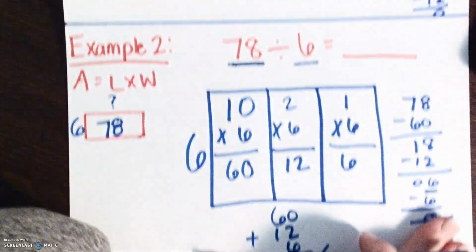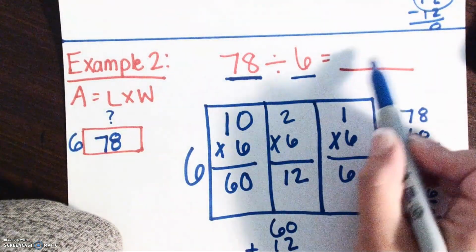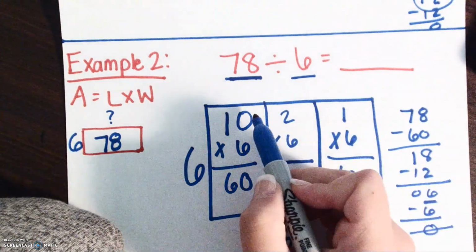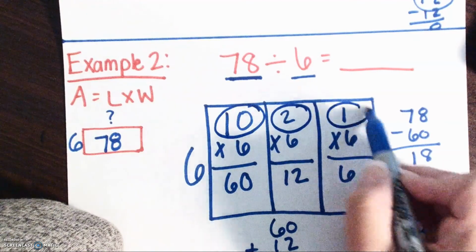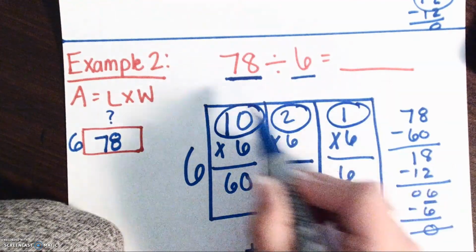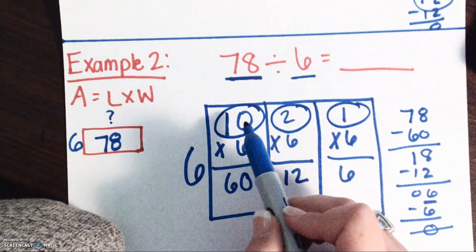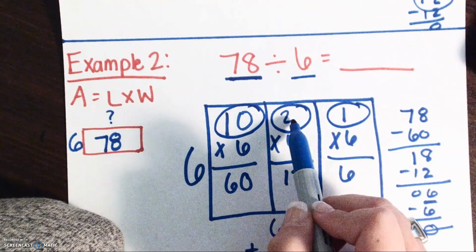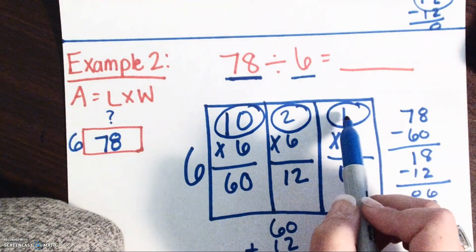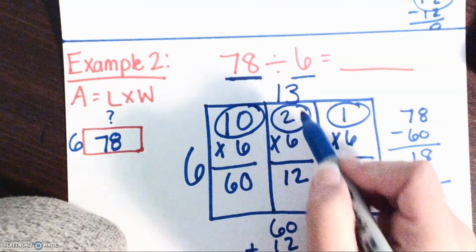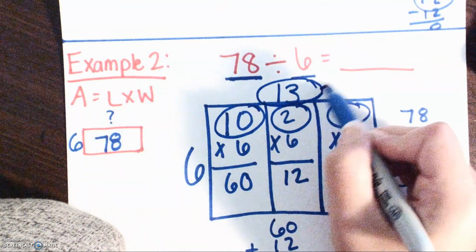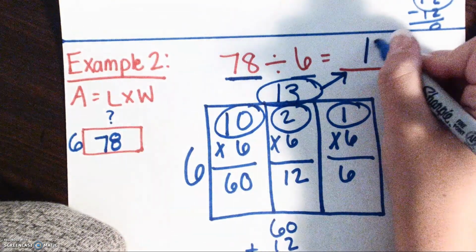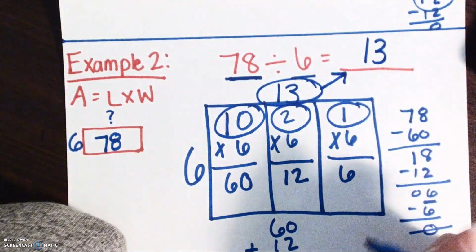But to find our answer, the quotient, we have to say, okay, what did I multiply 6 by each time? And we have to add those up to find the length of this box. So 10 plus 2 is 12, plus 1 more is 13. Okay? So that's my final answer. So 13.